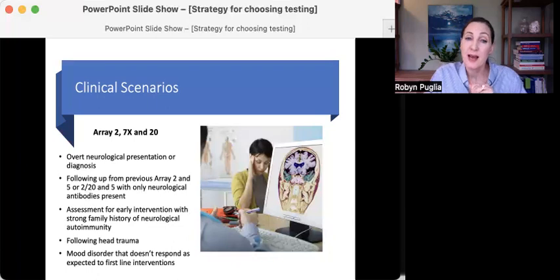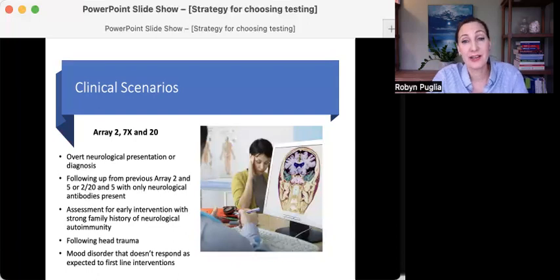We can use this test bundle following any type of head trauma. That would include accident, injury, a sports-related injury, a car accident, whiplash, anything of that nature.